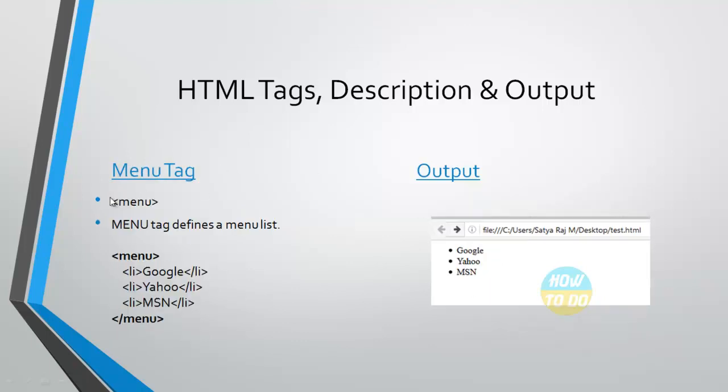Next comes the menu tag. The menu tag defines a menu list. If you write a menu and write the list according to the information that you have, you can go ahead and utilize this as a menu tag, and this is the output for the same.